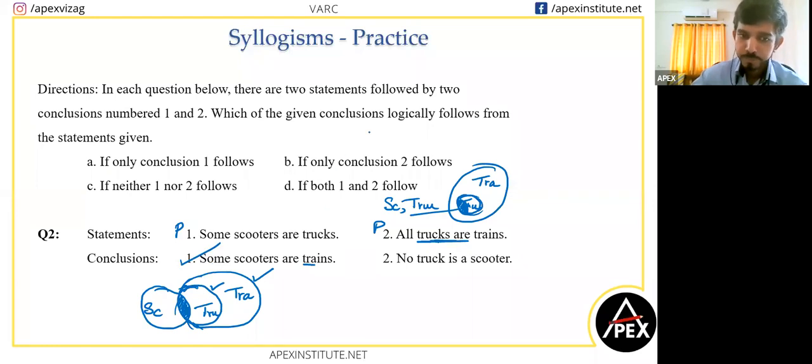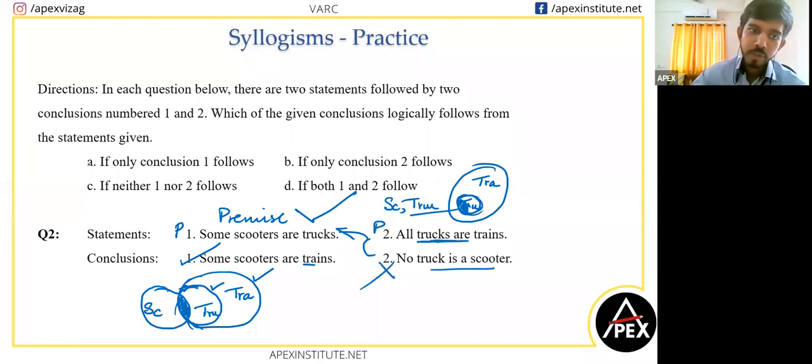This is valid. Can we say no truck is a scooter? But this is in direct contradiction of, all some scooters are trucks. This is a premise. And what did we say? Premises are always true. We cannot contradict. And no truck is a scooter is a direct contradiction of premise 1. So this becomes invalid. And we have A for this one.